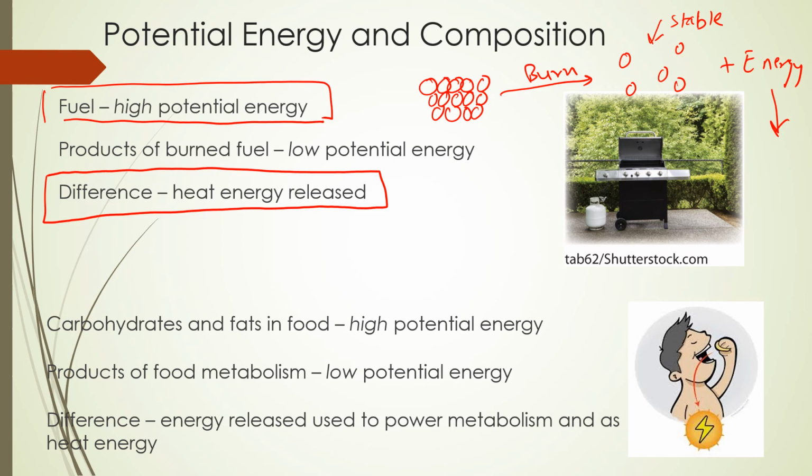Now, similar to fuels, carbohydrates and fats, which are present in our food, act as a fuel for the body. So these components of our food, carbohydrates and fats, have high potential energy. When they get digested and metabolized, the products have low potential energy. The difference in these two states will release the energy which our body uses to do all kinds of bodily functions.